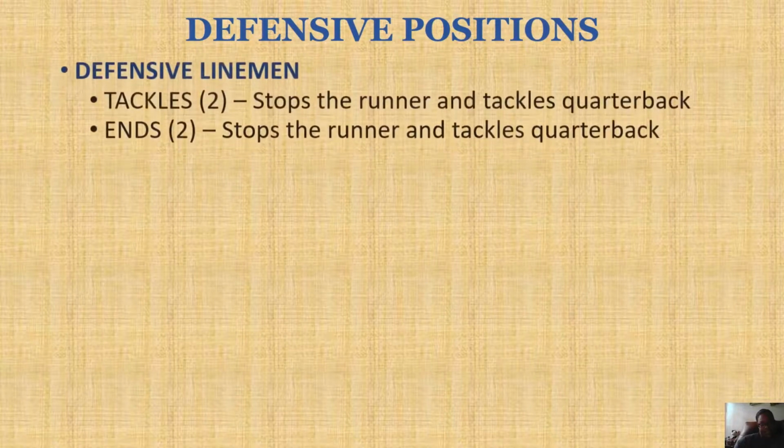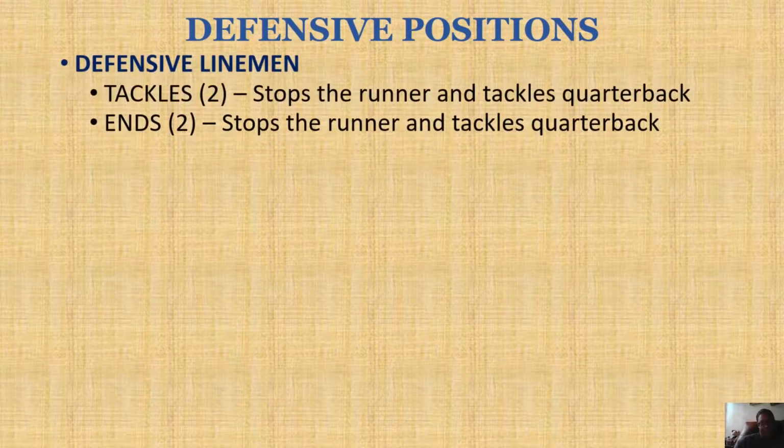Okay, on your defensive positions, we have the defensive linemen, which you have 4 of them. You have your 2 tackles and your 2 ends, and they both stop the runner and tackle, and they try to get to the quarterback. That's their main goal. You stop whoever's running the ball, and then you try to get to that quarterback.